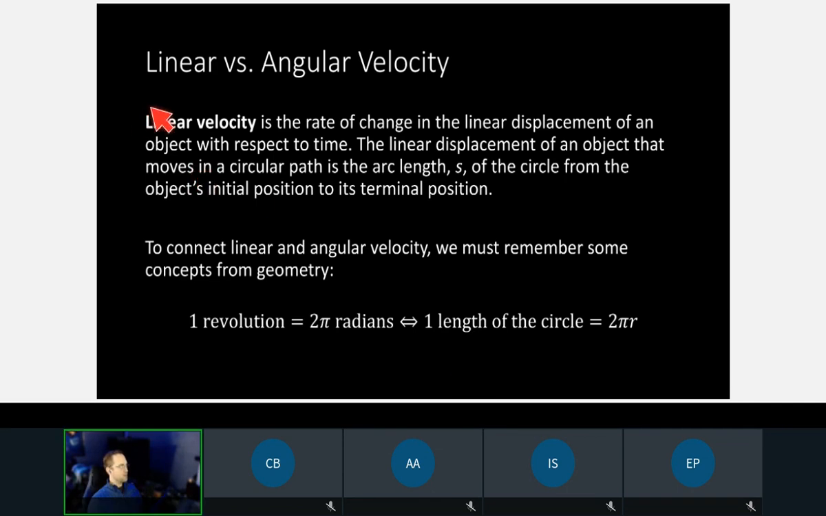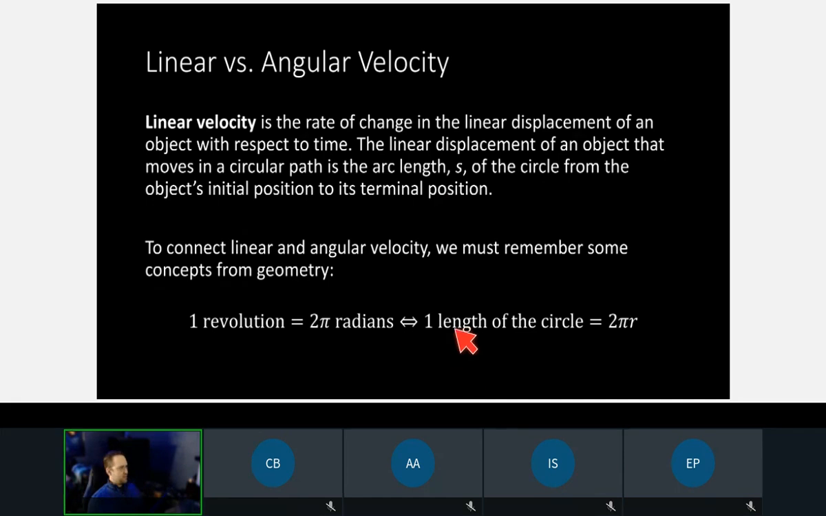All right, so linear velocity. Linear velocity is the rate of change in the linear displacement of an object with respect to time. The linear displacement of an object that moves in a circular path is the arc length s, which we learned about earlier, from the object's initial position to the terminal position. So changing from one place to another, like your speed in your car. Your speedometer shows your miles per hour. That's considered a linear velocity.